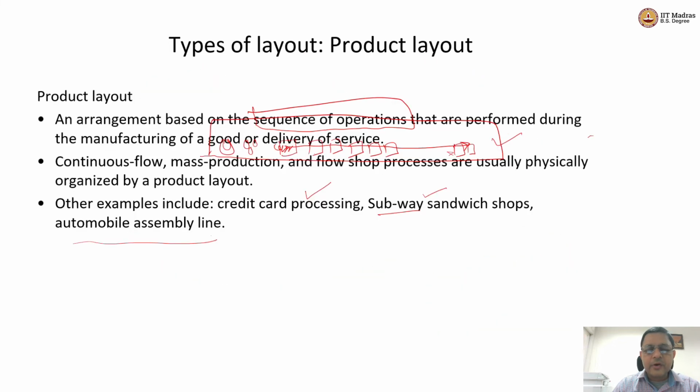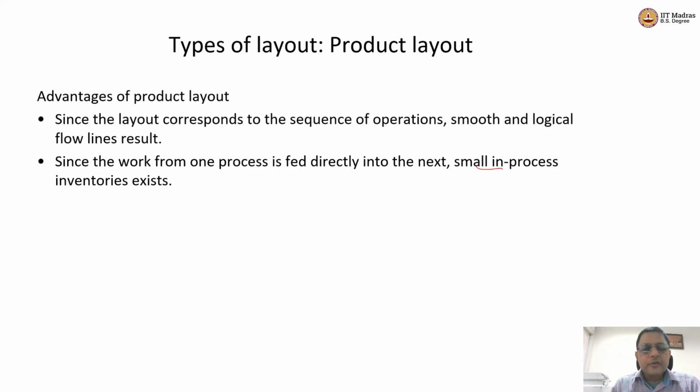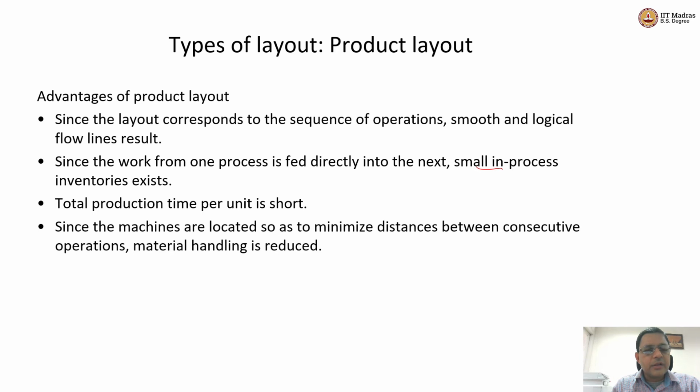So going back to your hospital example, since the registration counter, the vitals counter and the doctor's appointment room are located next to each other, there is not going to be too much of travel for the patient, right? So the material handling or the distance traveled is going to be much less.